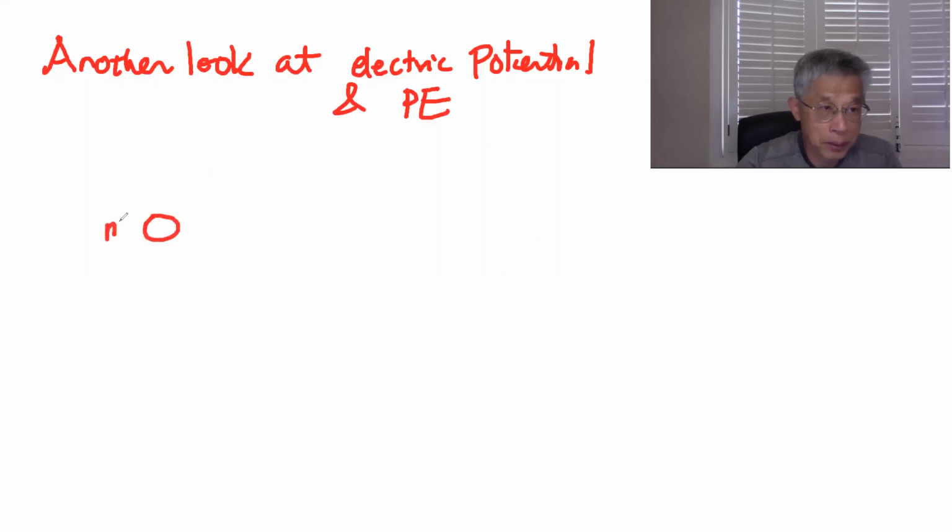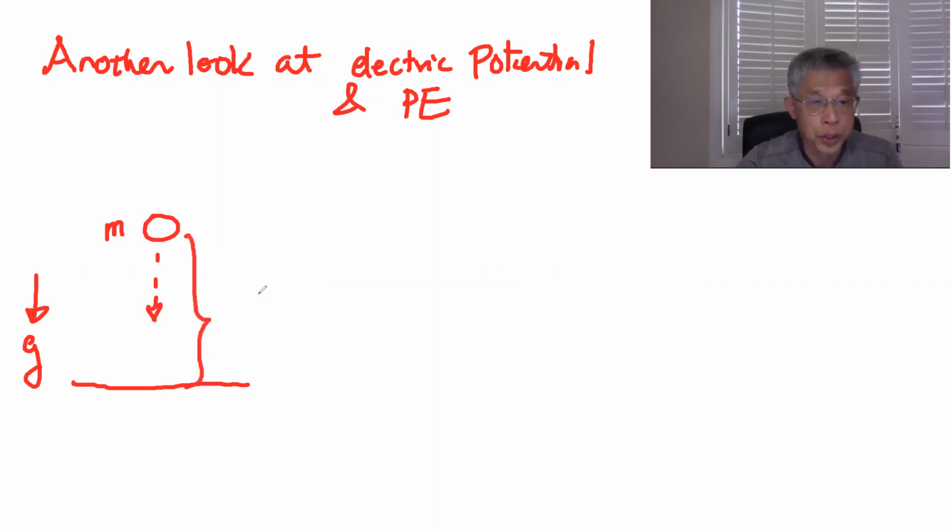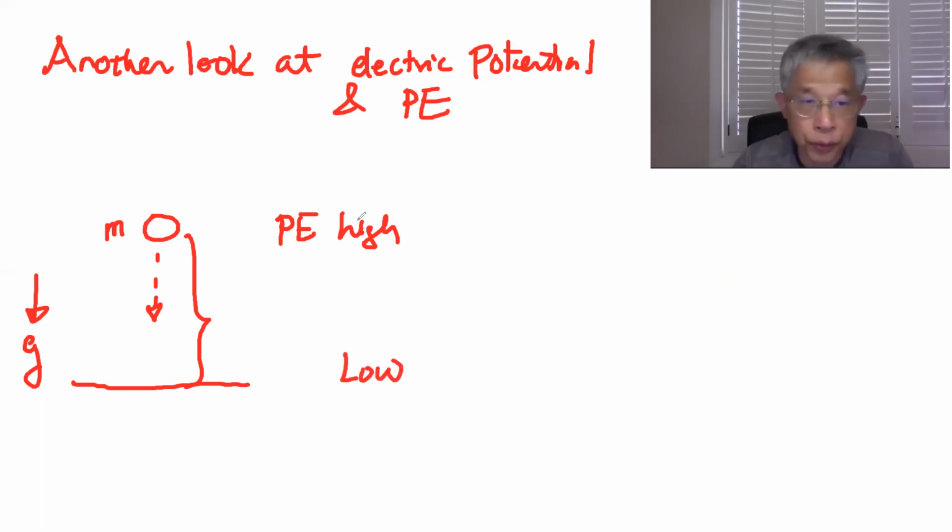So when you have a mass in a G field, the natural tendency, if you just let go of the mass, is that it will go this way. When it goes this way, it's reducing the potential energy. The potential energy here is high, and the potential energy here is low. So that's the tendency: you go from high potential energy to low potential energy.